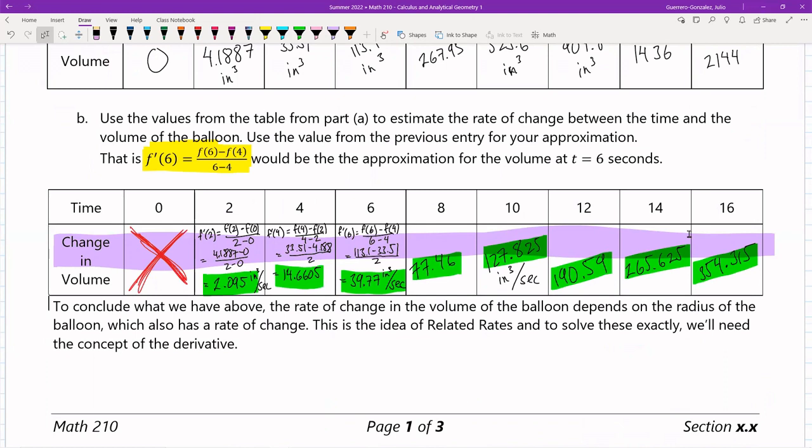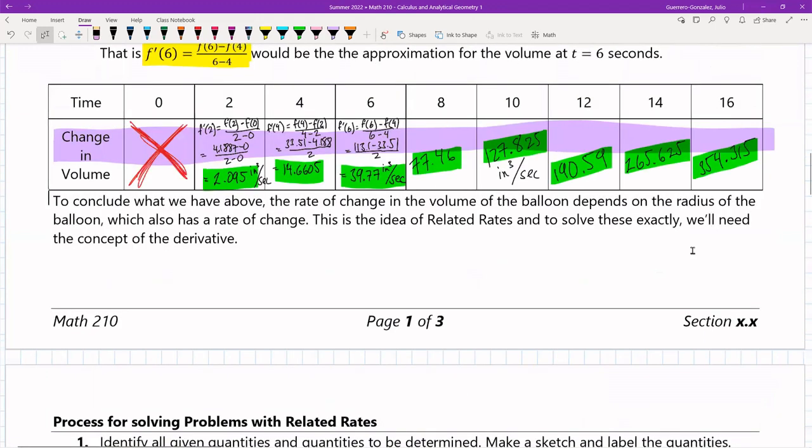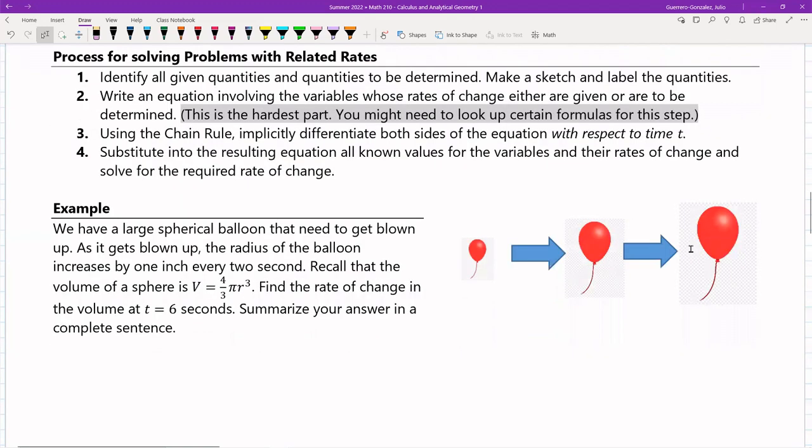Okay, to solve this exactly, we're going to need the derivative. And specifically, we're going to need implicit differentiation. I know you guys hated it when you were doing it, but we need it. It's one of the most useful things outside of math, within physics, within chemistry.